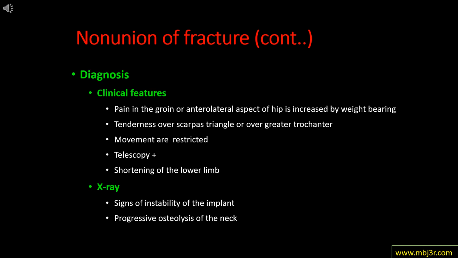Non-union of a fracture. Coming to the diagnosis, clinical features are pain in the groin or anterolateral aspect of the hip, which increases on weight bearing, tenderness over the Scarpa's triangle or over greater trochanter, movements are restricted, telescopy will be positive if there is no implant, shortening of the lower limb. X-ray will show signs of instability of the implant, progressive osteolysis of the neck.